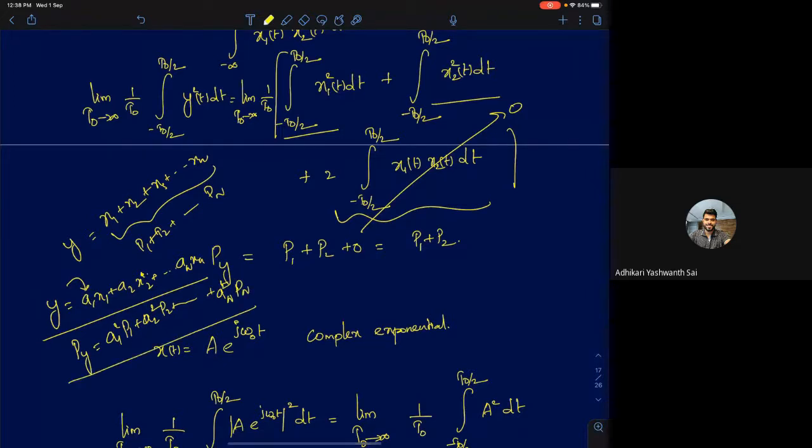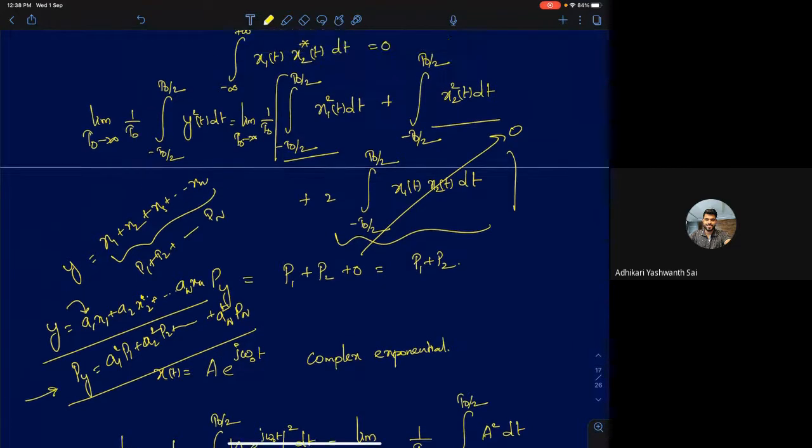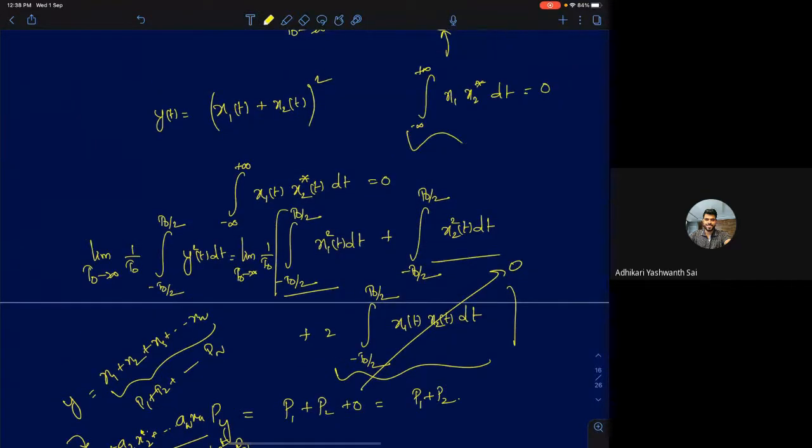So if you have n orthogonal signals which obey this condition, where the integral or the inner product of the two signals is 0, then we say that those signals are orthogonal. Therefore, if we sum such signals, the total power will simply be the sum of the individual powers.